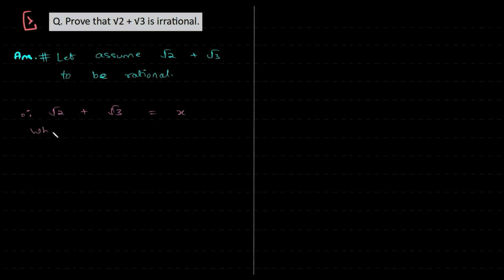So here, root 2 plus root 3 equals x, where x is a rational number.